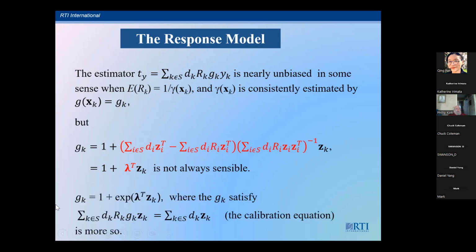A much better G would be 1 plus e to the gamma plus z, where G satisfies the calibration equation. And that would be logistic response. So if response is a logistic function of the Z's, and G satisfies the calibration equation, then this would be unbiased under the response model. Remember, if the G satisfies the calibration equation, it's unbiased under the outcome model. If it satisfies the response model, it's unbiased under the response model. If it satisfies just one and not both, it's unbiased in some sense, which is why we call it double robustness or double protection.